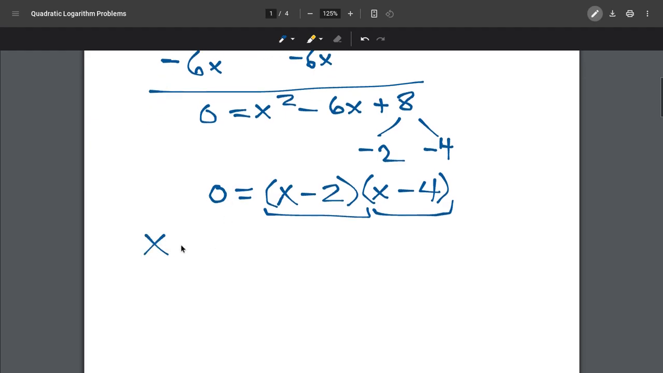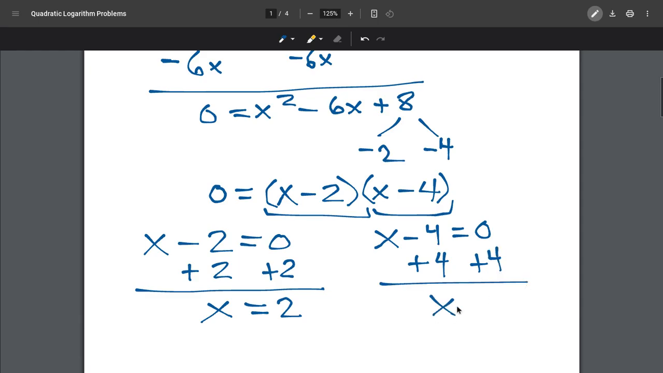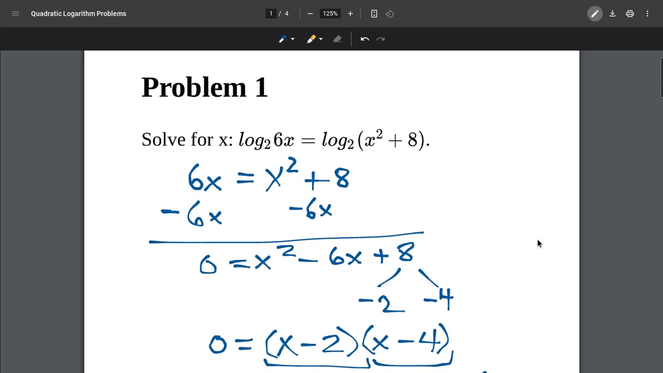So I'm going to set x minus 2 equal to 0. I'm going to add 2 to both sides, and I'm going to get, for one of my potential solutions, again, we have to check this, x equals 2. Then I'm going to set x minus 4 equal to 0 and add 4 to both sides, and I'm going to get x equals 4. Okay, so these are the two potential solutions.